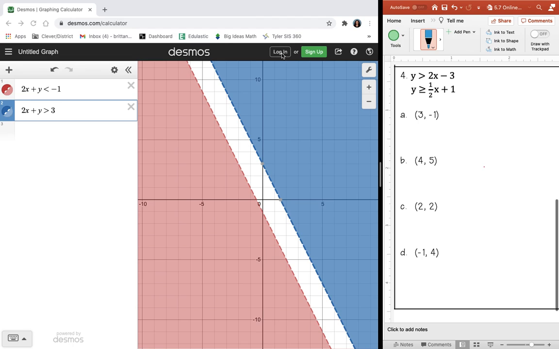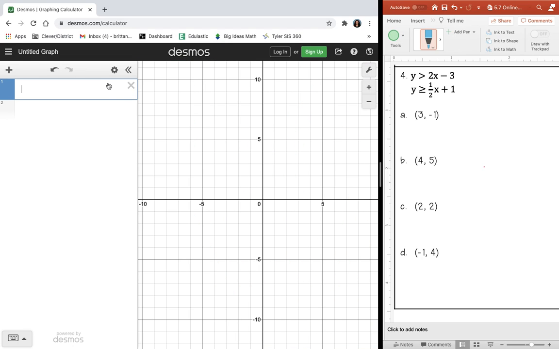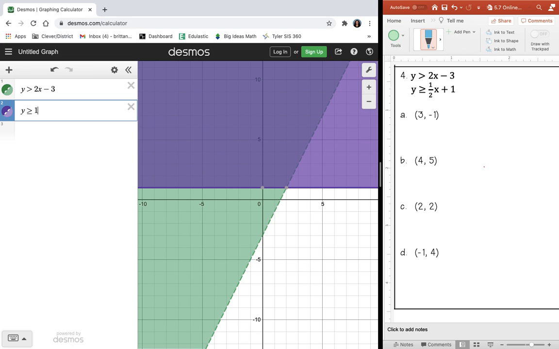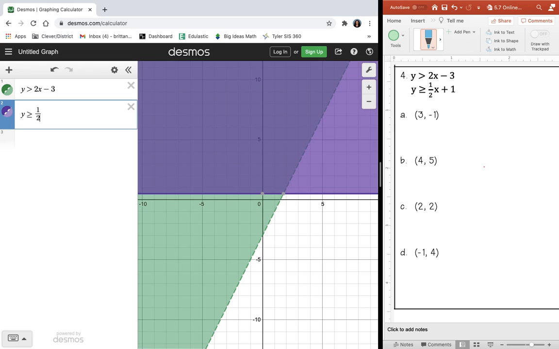Okay, let's do one last example. We'll see a couple of different things with this one. So here I have y is greater than 2x minus 3. Then y is greater than or equal to one-half x. To get that fraction, you're going to do 1, and then hit that slash button. That's the same button on your keyboard where your question mark is, and it'll automatically make a fraction for you.